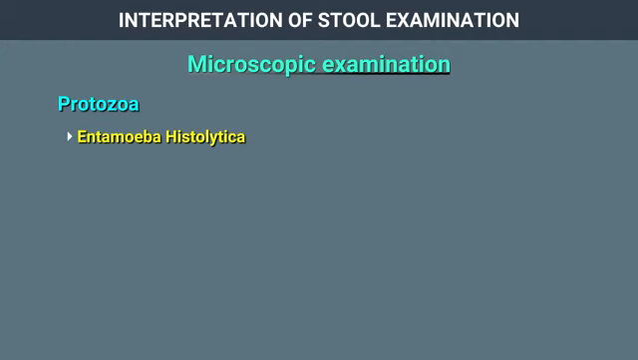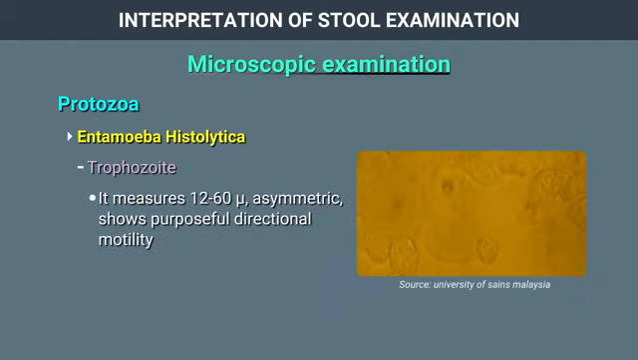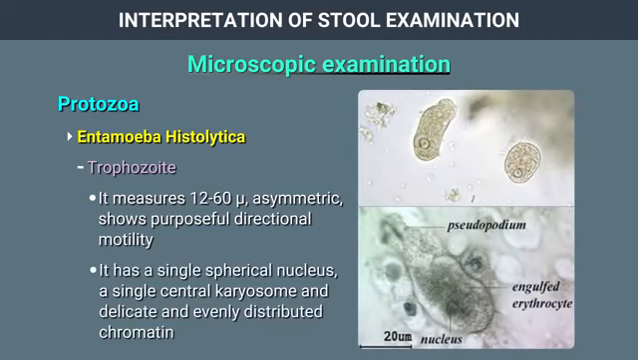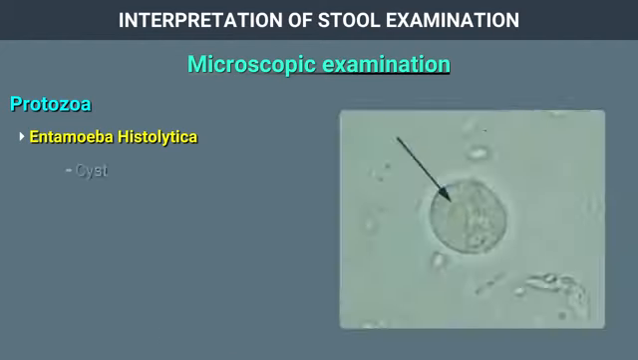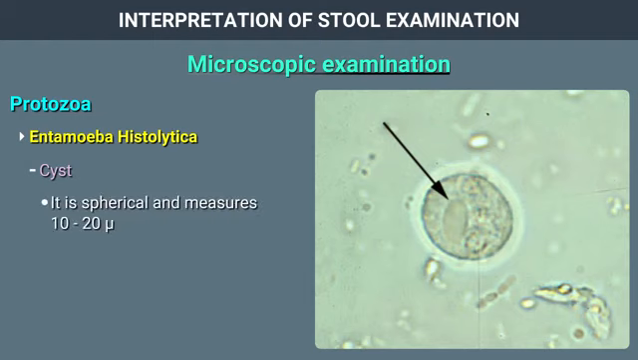Entamoeba histolytica, trophozoite. It measures 12 to 60 microns in size. It is asymmetric, shows motility and has a single spherical nucleus, a single central karyosome and delicate and evenly distributed chromatin. Cyst is spherical, measures 10 to 20 micron.